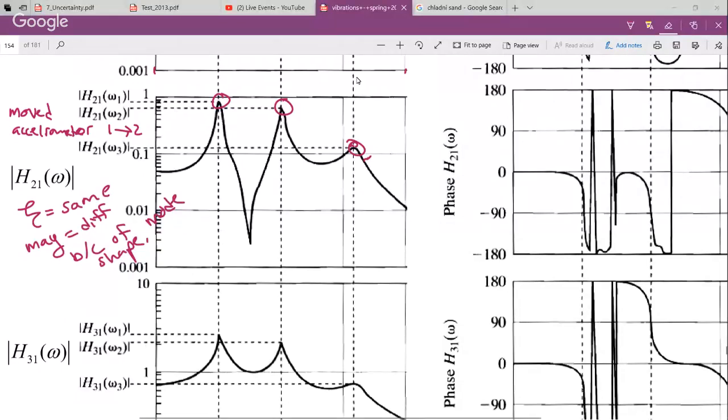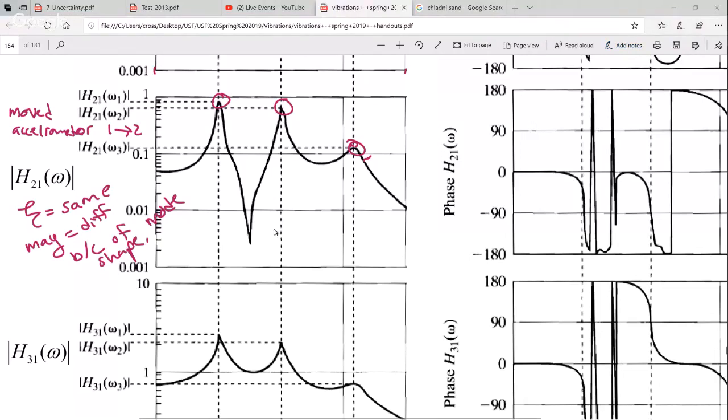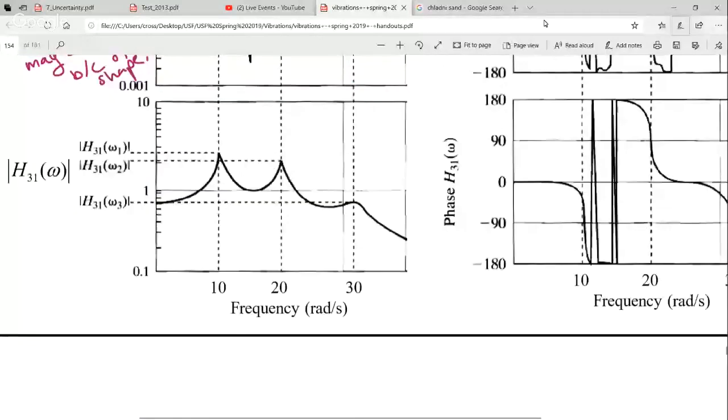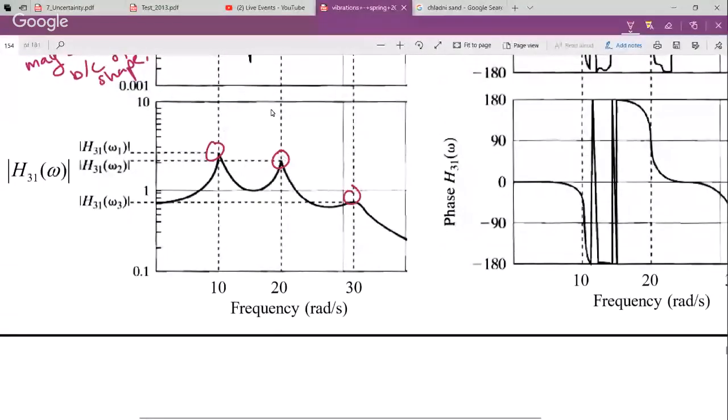All right, so what do you think is going to happen if we continue to hit at location 1, but move the accelerometer around to location 3? What do you think is going to happen? You said you'll get the same three peaks, you're right. You should estimate the same damping ratios and the same frequencies, but you can see the magnitude has changed.